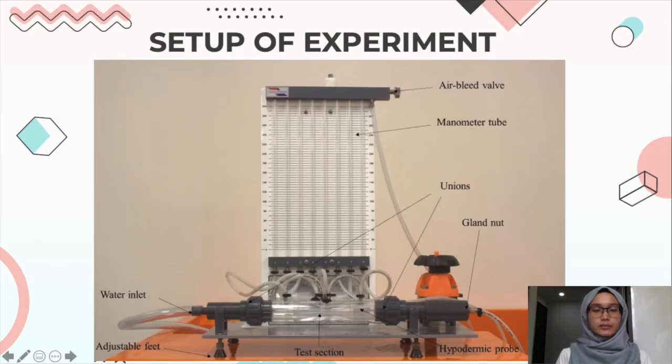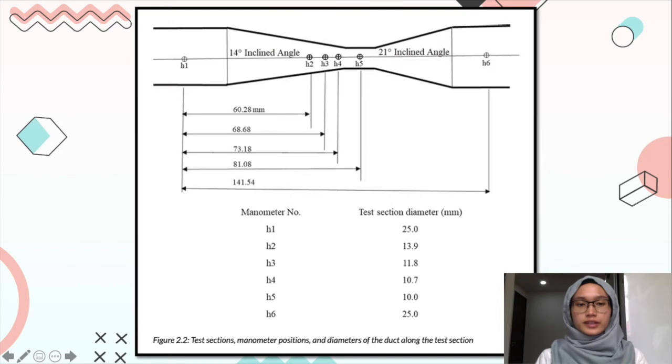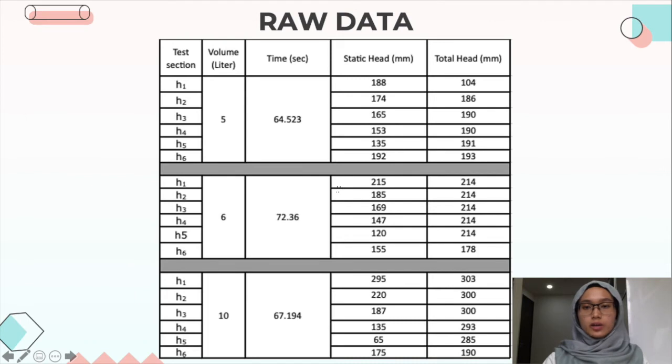This is the setup of the experiment. The Bernoulli test apparatus consists of a tapered duct venturi, manometers tapped into the venturi, and a hypodermic probe that can be traversed along the center of the test section. A series of side hole pressure tappings are provided. From this figure, the dimensions of the test section, the tapping positions, and the test section diameters are shown. The test section incorporates 2 unions, one at either end. A probe is provided.